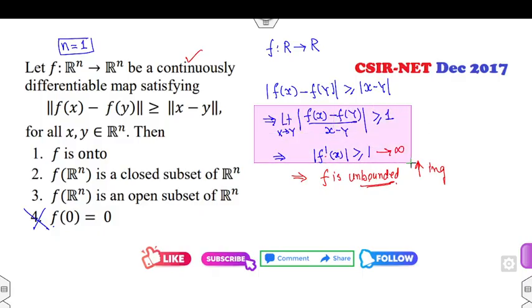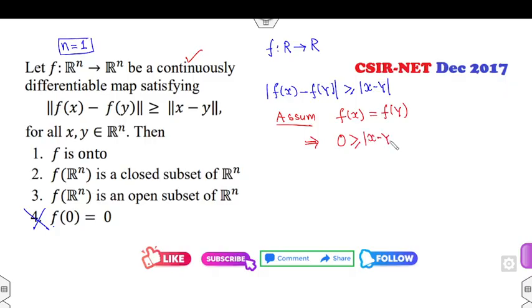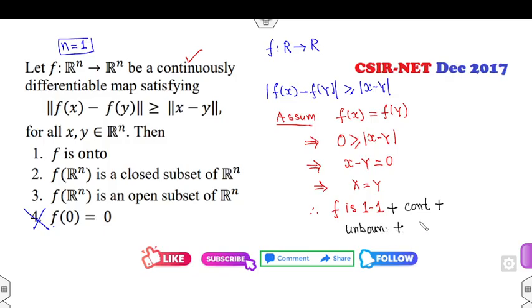Fine. So the only thing we have to prove is onto. If we prove that it's one-one, then it is onto as well. Now you can see. I will check whether it's one-one or not. Assume that fx is equal to fy. So this part will be 0, x minus y. Since modulus value can never be less than 0, that means x minus y is 0. Therefore, x is equal to y. Hence, f is one-one. Also, f is continuous, f is unbounded, and f is a monotonically increasing function. This completely suggests that f is onto. So f is onto.